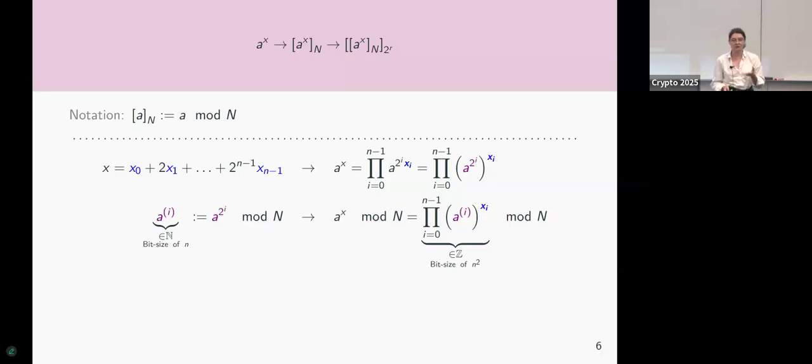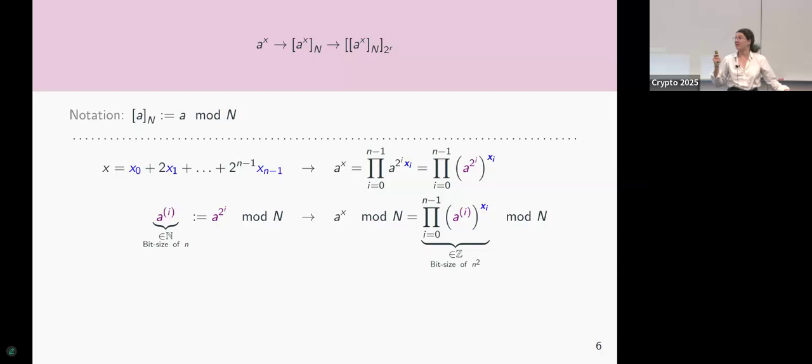In this case, we can also write a to the x modulo big N as this kind of product right here, modulo big N. This is a consequence of the fact that a times b modulo big N is equal to a modulo big N times b modulo big N. This way of computing a to the x modulo big N is useful for us for two reasons. The first one is that the a to the (i) we can pre-compute, and so we don't have to deal with them on our quantum computer.